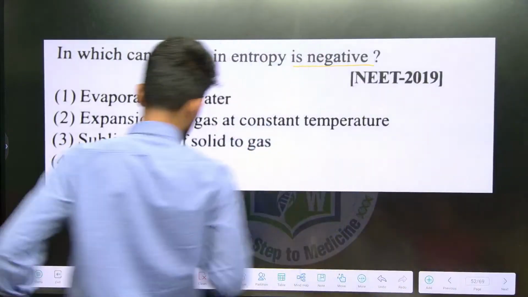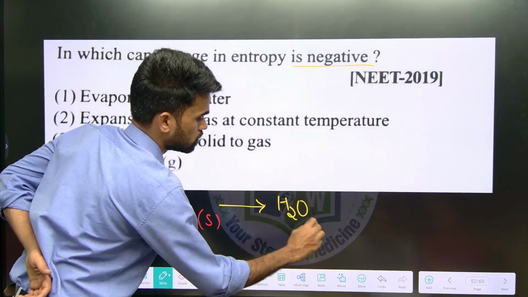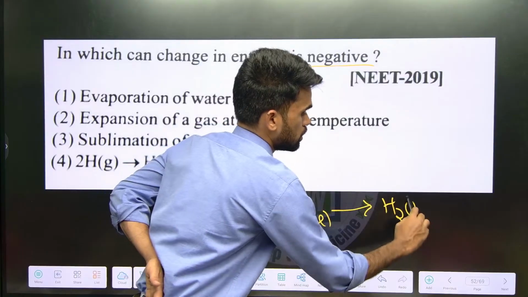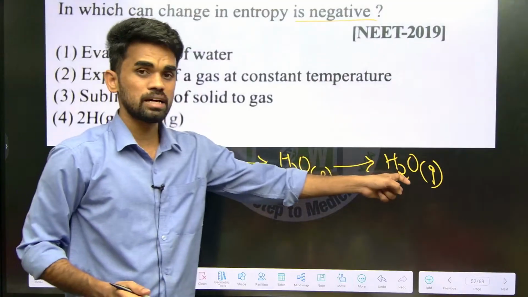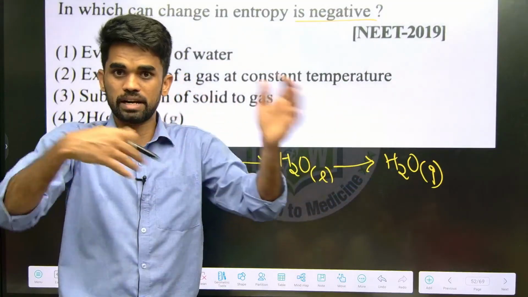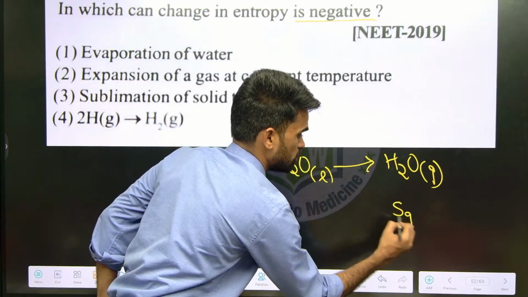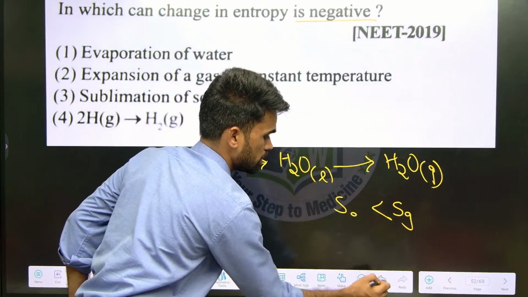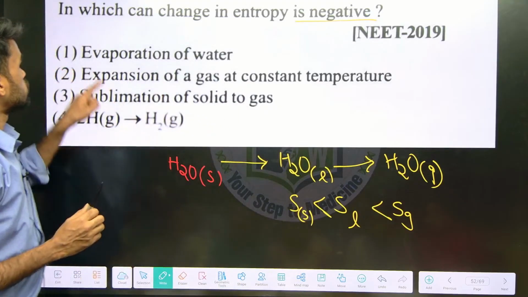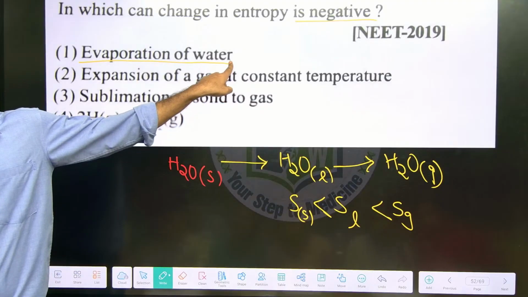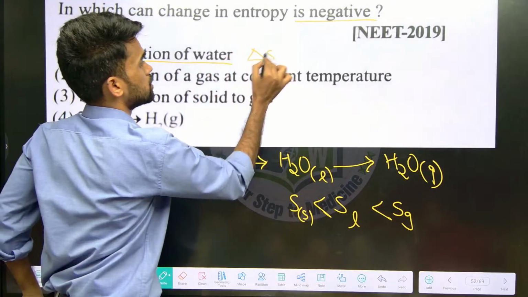See, H2O solid I have, H2O liquid I have, H2O gas. So where do we have maximum randomness? Gas, because here particles have the most kinetic energy, they move here and there randomly. So entropy of gas will be greater than entropy of liquid, and least is entropy of solid. Is this clear or not, everyone? So evaporation of water means liquid converting into vapors. What happens to entropy? Here delta S is positive.